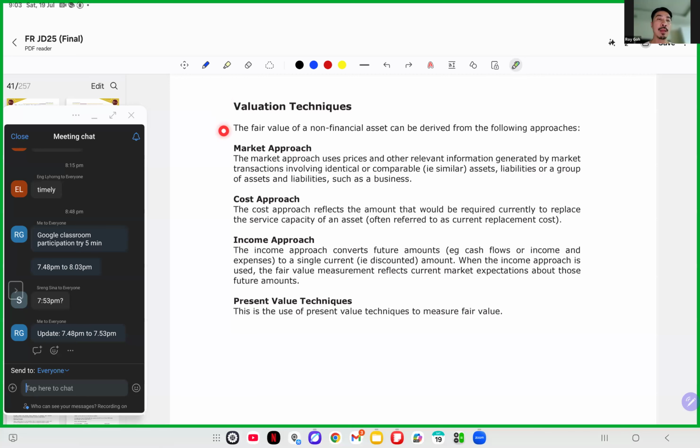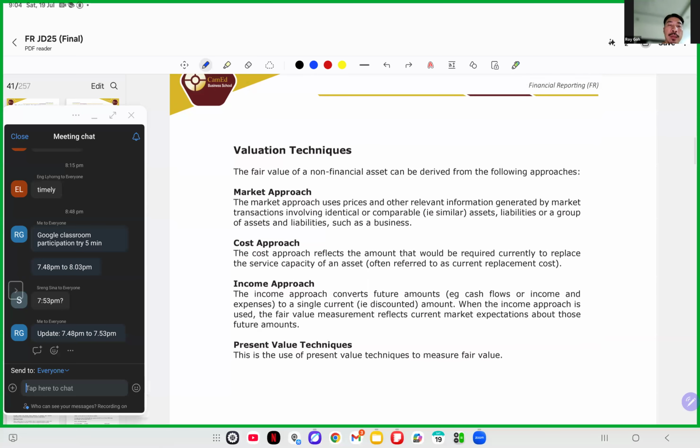What do you have here is the valuation. What do you mean by valuation? How do you measure? So this is how to measure fair value. All right, the fair value of a new word to you is called non-financial asset. What is a non-financial asset? Okay, let me take some time to explain this. A non-financial asset, FA. If you're not sure what's a FA, FA stands for financial asset.